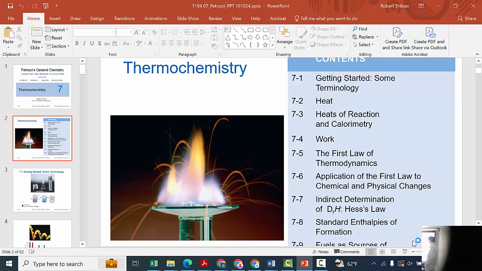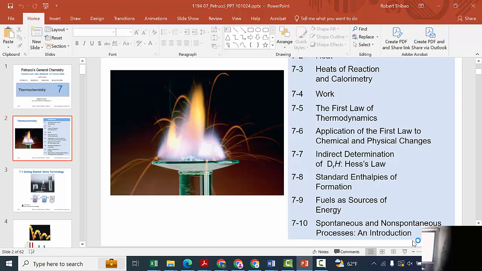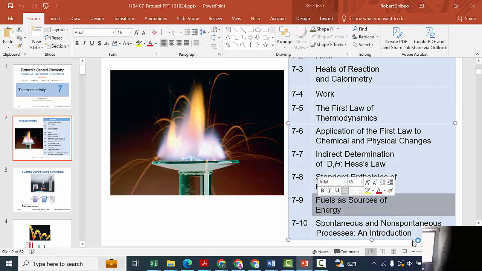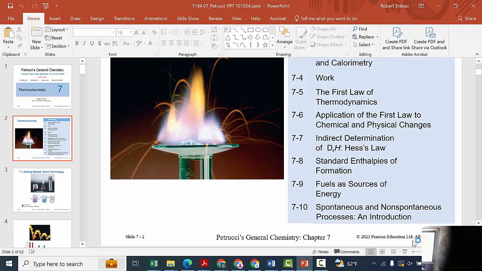And so we'll look at heats of reaction and calorimetry, work, first law of thermodynamics, applications, delta H. The formatting didn't come out right. This capital D is supposed to be a delta, this triangle. I'm supposed to say delta R H. Then we'll look at fuels as sources of energy. Fuels are good reducing agents. And then spontaneous and non-spontaneous processes.